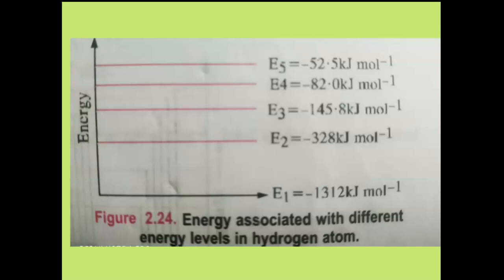So from here we can conclude that this energy difference is not the same. The first energy level has quite high energy, that is minus 1312. The second is 328. The third shell has energy 145. And the fourth shell has energy 82. So there is no constant spacing between the lines. This graph can easily explain that the energy differences between various shells are not uniform. That's why energy levels are not equally spaced.